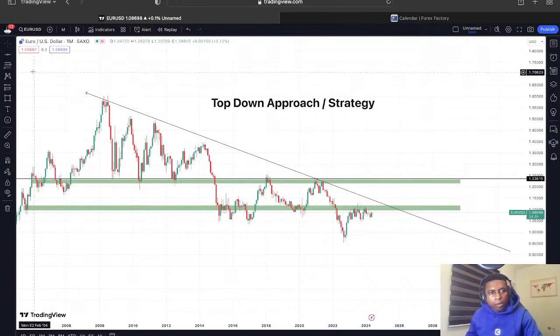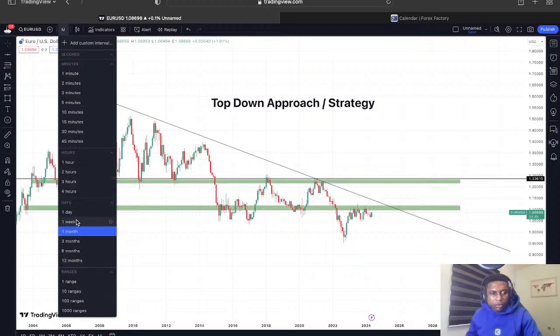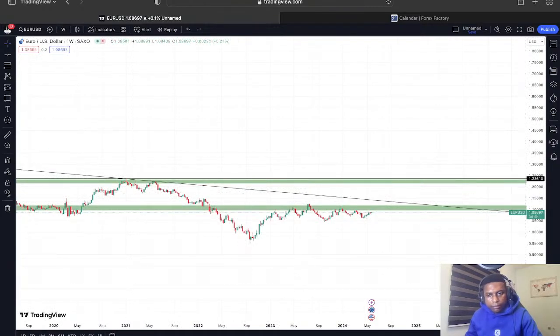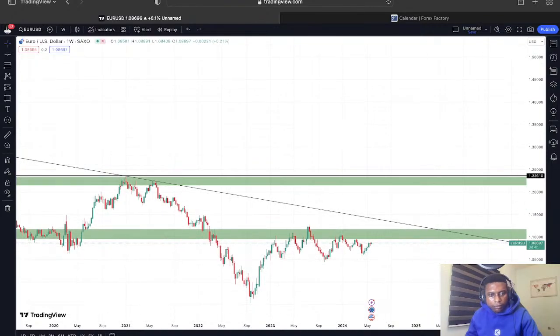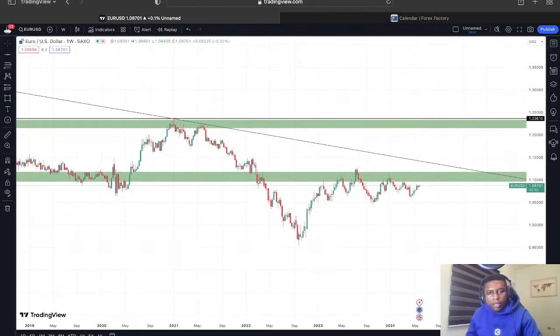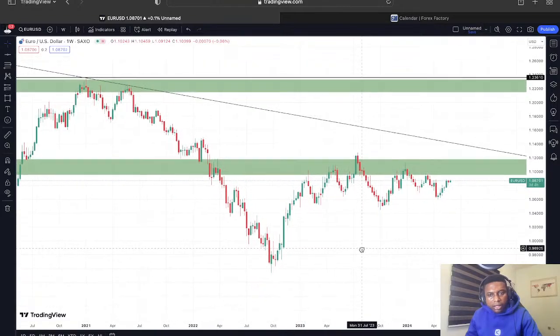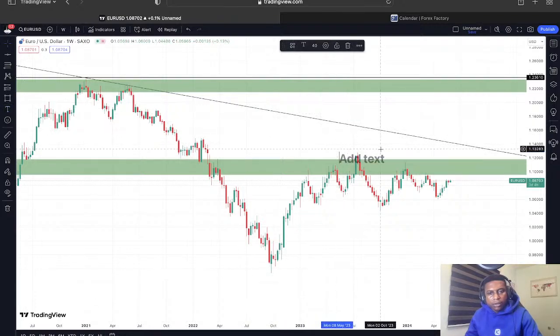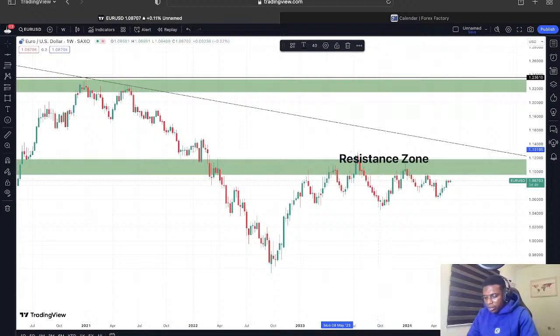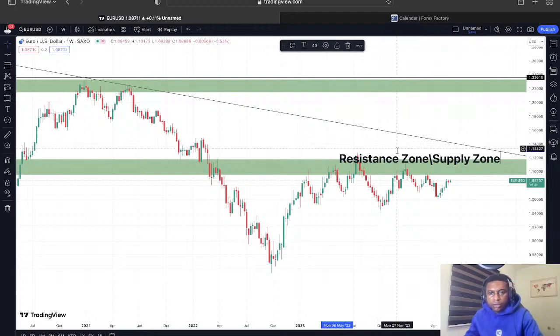So let's go down to the weekly time frame. Now, going down to the weekly time frame, we can see what is happening. That currently price is at the resistance zone. Not just any resistance zone, key resistance zone. And this key resistance zone is also called the supply zone. Okay, it's also called the supply zone.